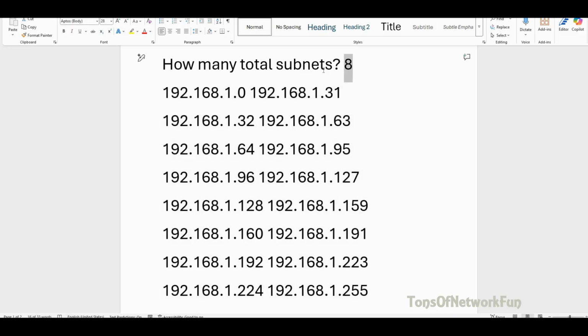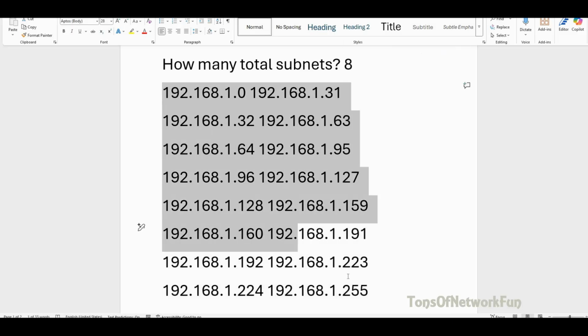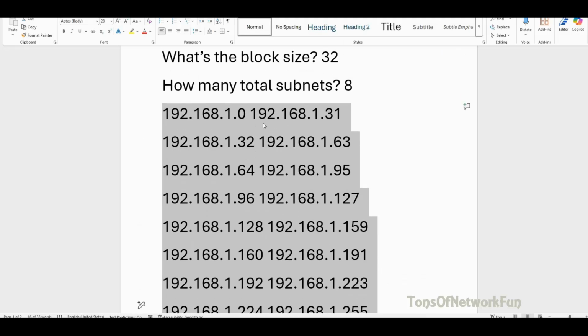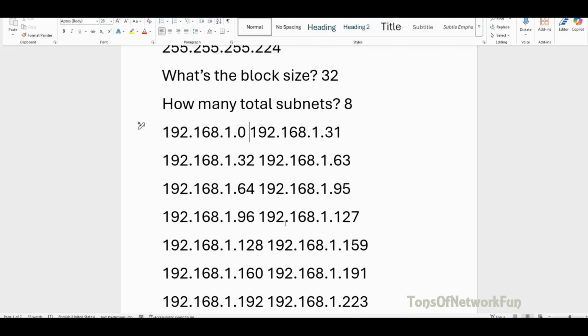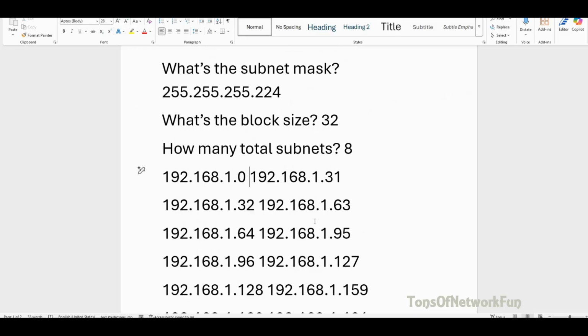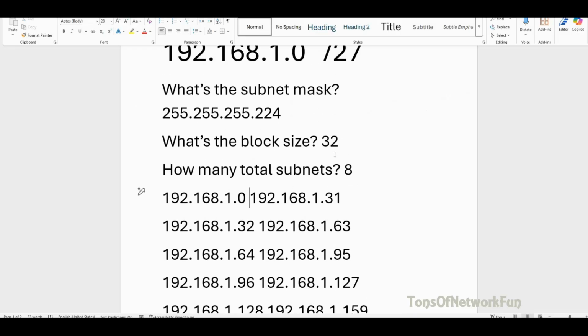These 8 subnets are like this. And there are valid ranges, of course. So for the first subnet, the valid range would be 1.1 to 1.30. This is just the network ID and the broadcast ID. So same for all the other ones, but we still get 30 valid hosts for each subnet.